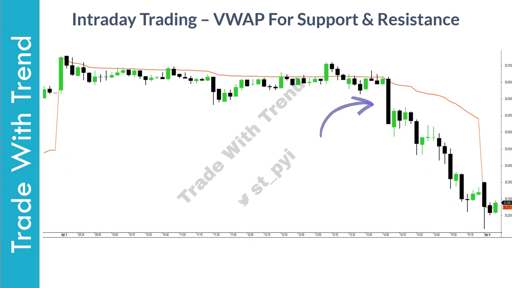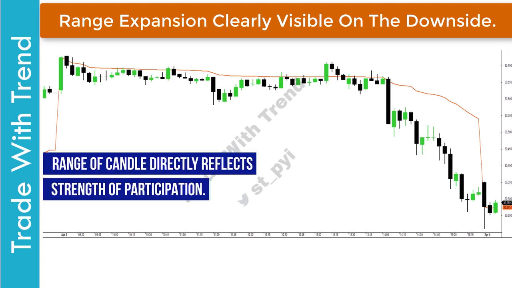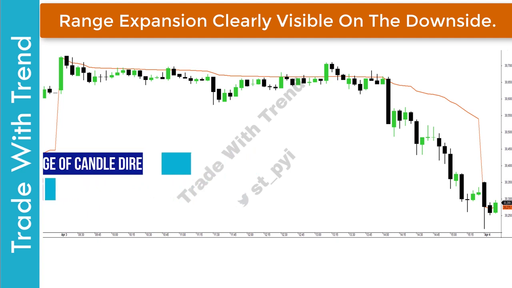Look at the range of candle at this region. As price moved lower, range clearly expanded. This is a sign of strong participation on the downside. On an intraday basis, this happens quite often and it's important for you to not have too many indicators overlapping the VWAP indicator.